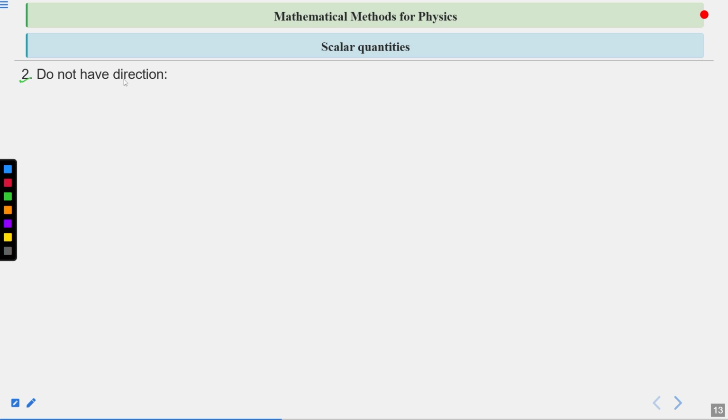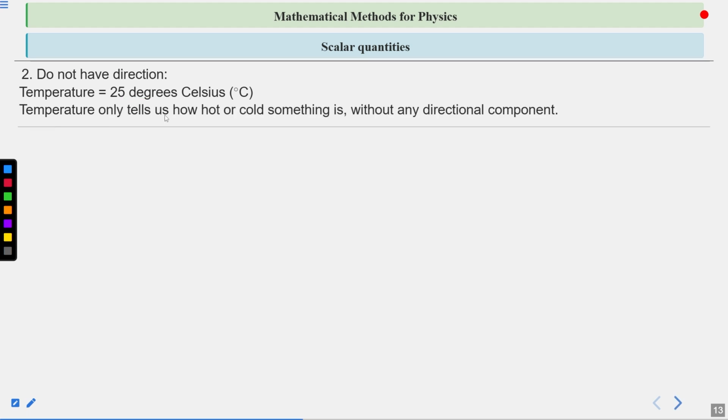Second, scalars do not have direction. It does not consist of any direction. Temperature is equal to 25 degrees Celsius. The unit is degree Celsius. So just numbers, only magnitude. Temperature only tells us how hot or cold something is. How can we calculate the temperature? By touching or using the instrument that measures the temperature of the given body. Yes or no? So temperature only tells us how hot or cold something is without any directional component. So temperature is a scalar quantity.